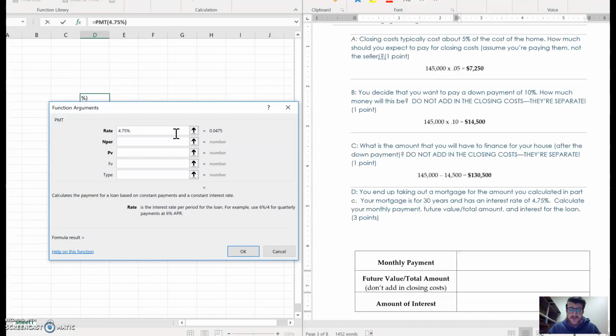Now that interest rate is for the whole year. We're looking at what the monthly payment is. So that's just for 1 month. So what we need to do is figure out the interest rate for the month. So what that means is you take the interest rate and then you divide it by 12. And then you'll see the monthly interest rate auto calculate here on the right side. NPER means number of payments. So that's 30 years, 12 months in a year. So that's 30 times 12, which is 360 payments.